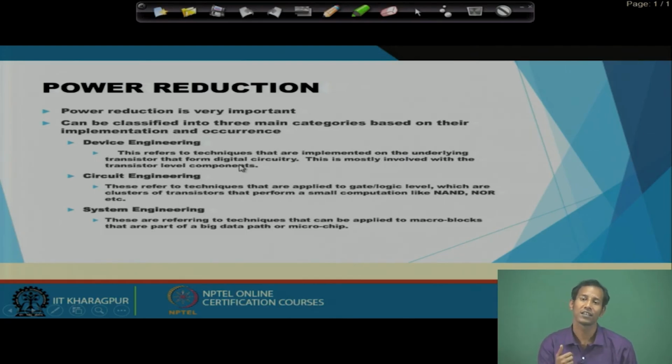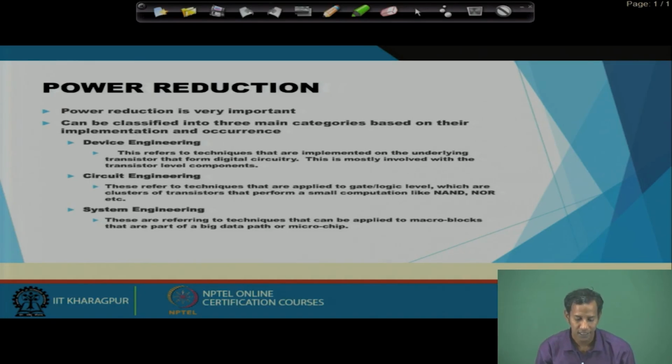The transistor itself has many power factors, like I_G ideal, I_SC, I_HC, I_inverter. So if you can improve the device performance, then you can do power reduction, that is, leakage power reduction. Not only leakage power, but the switching power also you can address while you are working with device level engineering.